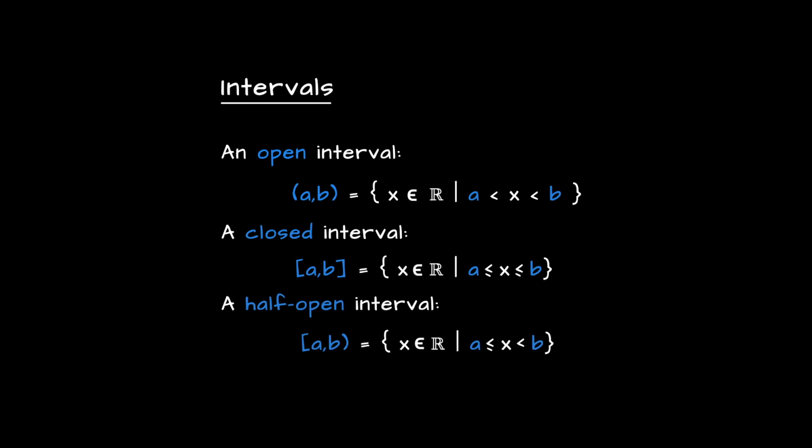By playing around with inequality symbols, we can go on to define a bunch of other kinds of intervals as well. A half-open interval, for example, is one that includes one of the endpoints, such as the left endpoint, but excludes the other endpoint, such as the right endpoint, which is the case here. So the half-open interval from A to B with a square bracket on the left and a parenthesis on the right would be the set of all real numbers x, such that x is greater than or equal to A, but strictly less than B.